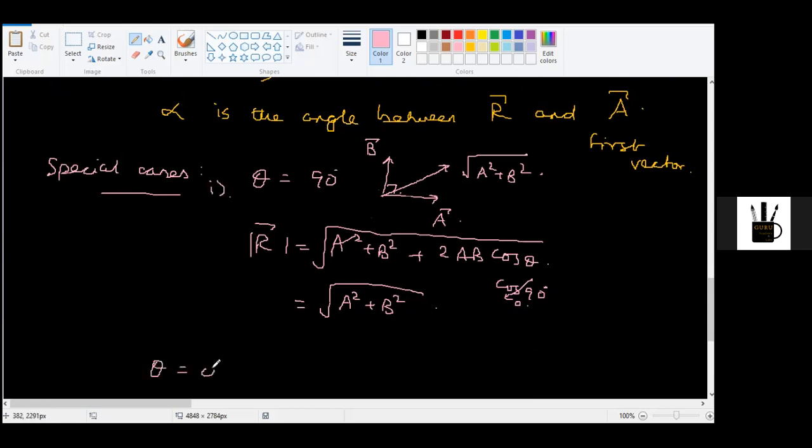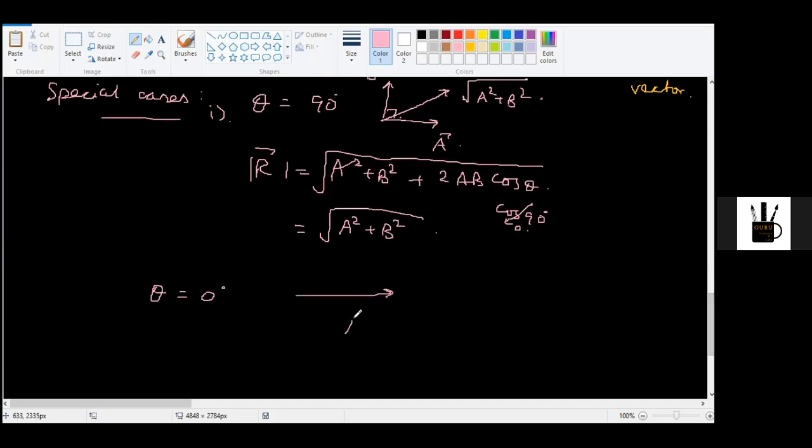What if I said the angle is 0? What is the meaning of that? A vector is this way, B vector is also somewhere here. So that means the angle between them is 0. Everyone following this?